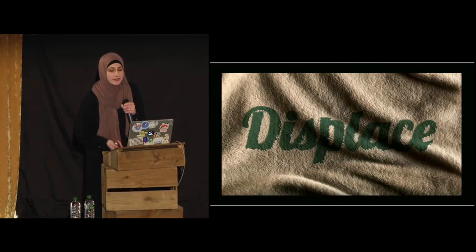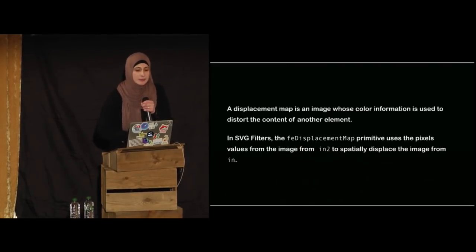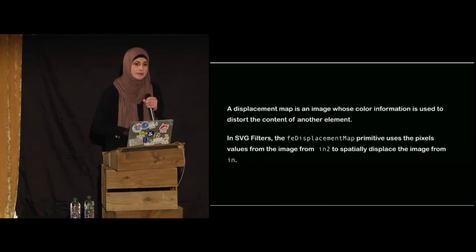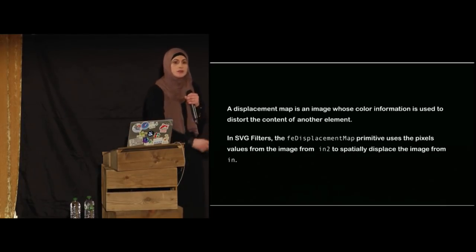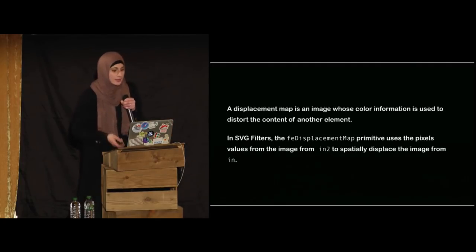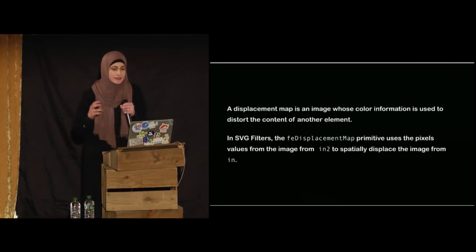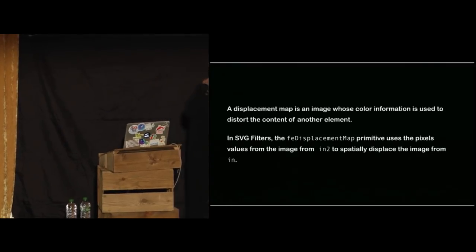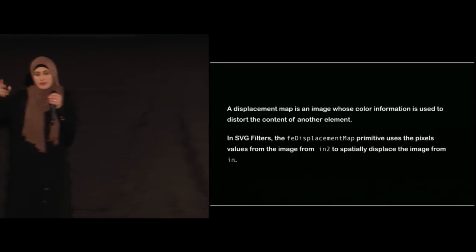Now, in the video, the designer created this effect by using what is known as a displacement map. A displacement map is an image whose color information is used to distort the content of another element. So you have an image, it has colors. Those colors will be used to distort another element that is put on top of it. In SVG filters, the FE displacement map primitive uses the pixel values from the input image that you give it to spatially displace the image from another input. So displacement map takes two inputs.